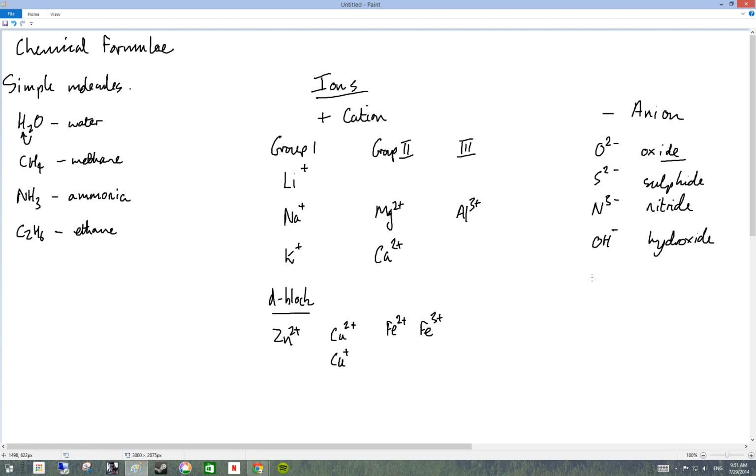Other ones include, let's have NO3-, that's a nitrate(V) ion. The Roman numerals in the brackets will become apparent later on in the course. It's just important to know that that's a nitrate(V) for the moment. Whereas that's NO2-, nitrate(III). We'll do something called oxidation numbers. A couple of other common ones. SO4 2-, you've probably seen, that's a sulfate(VI) ion.